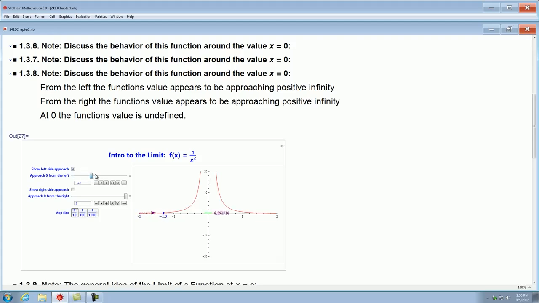So you can see this. You can just animate this a little bit. I won't go through it in detail again like I did the previous two. But from the left and from the right, our function's values are taking off to positive infinity. So from the left and the right, positive infinity on both. At 0, the function's undefined.